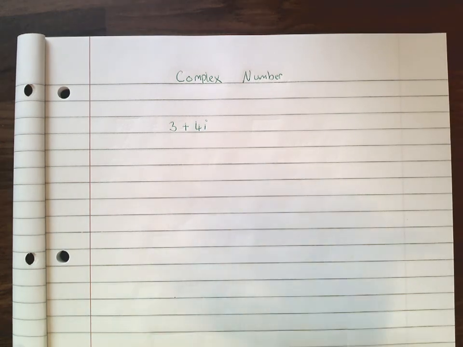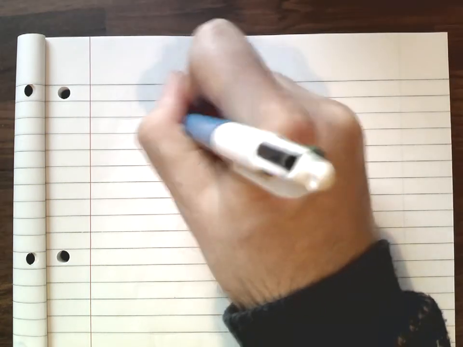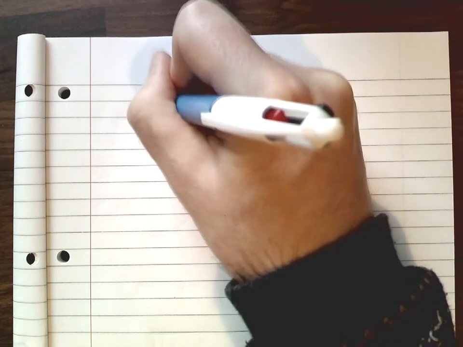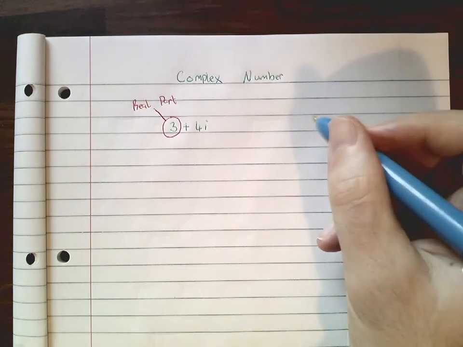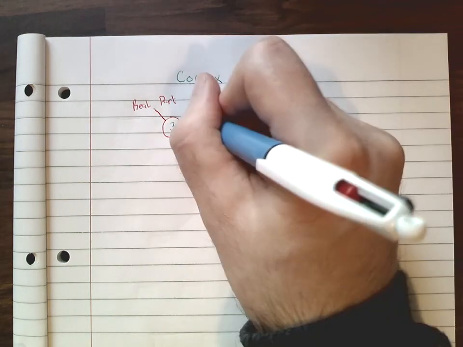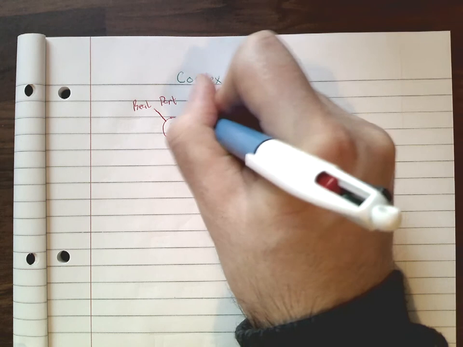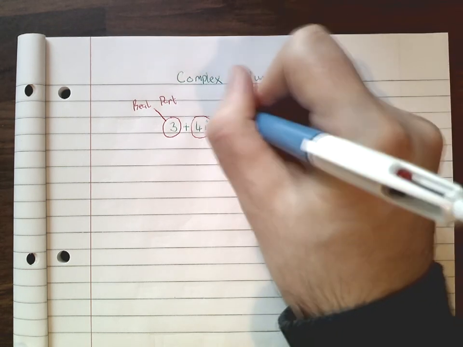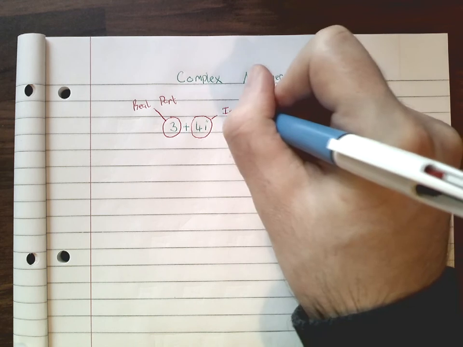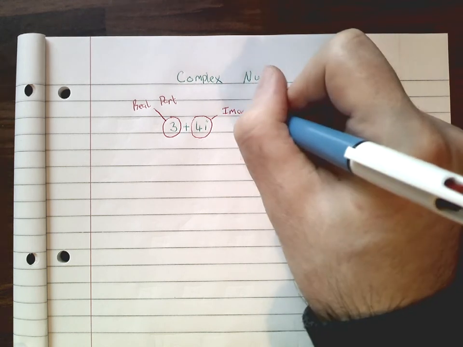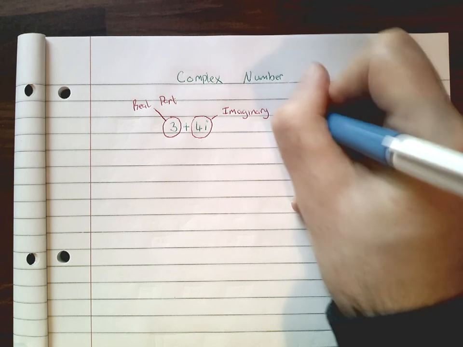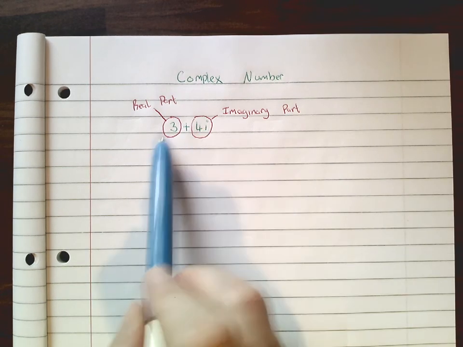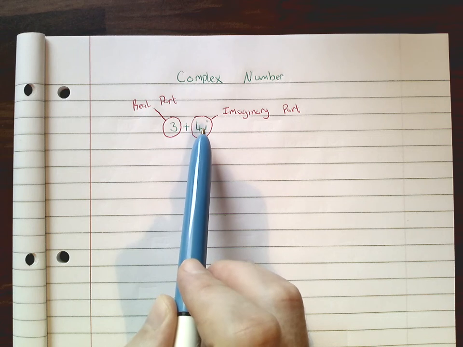So what we can say is that the 3 here is what's known as the real part. And then this part here is what's known as the imaginary part. They're imaginary numbers because it has this imaginary part. So this is the real part, and this is the imaginary part.